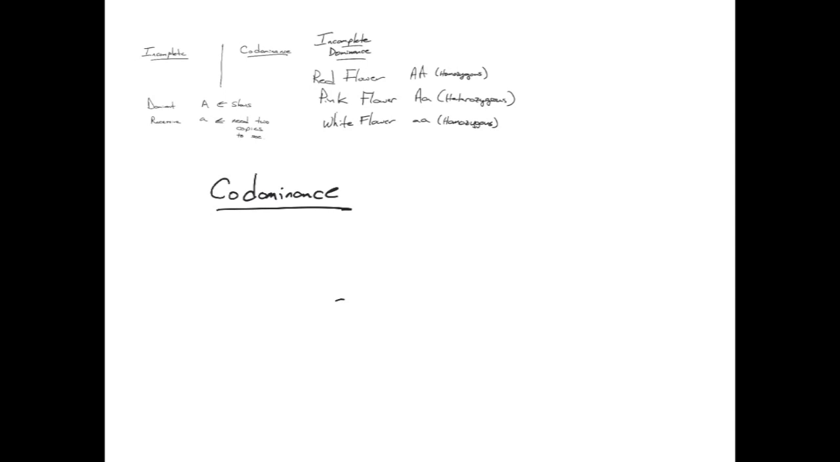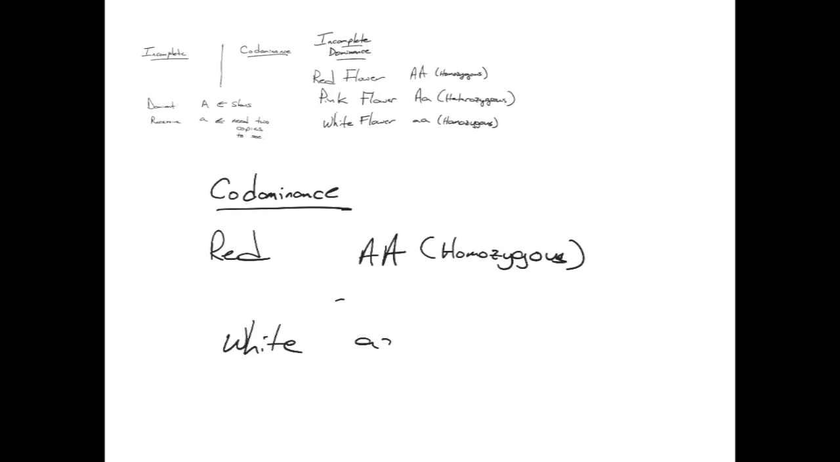So let's talk about this. Let's just do it, and then I'd like to hear what you think it's like. Let's say a big A gives you red. Again, this is a flower. This is homozygous. Then little a gives you white, right? Does that make sense? That makes sense so far, because that's what we talked about earlier. But what do you think in codominance you're going to get with the heterozygous?